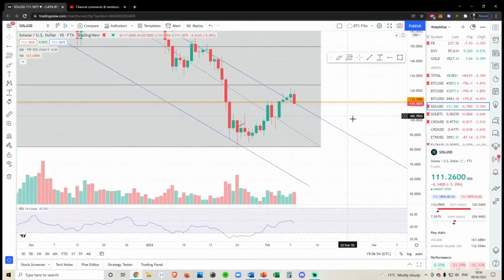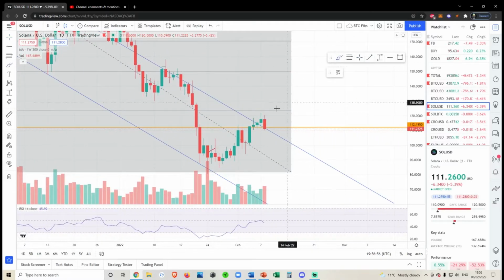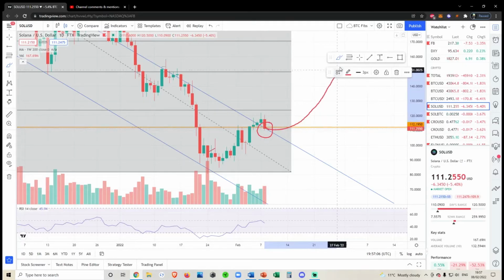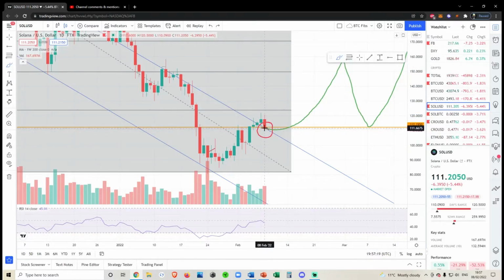So I see two things happening for Solana. Either we're backtesting this 618, this support or resistance flip support line, and we have a bounce something like this, or maybe a retest of here before we go up. Let's mark that green for scenario 1.